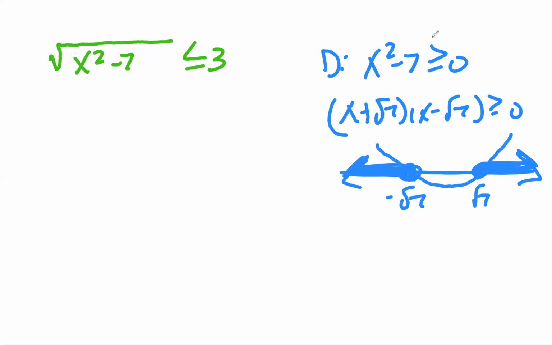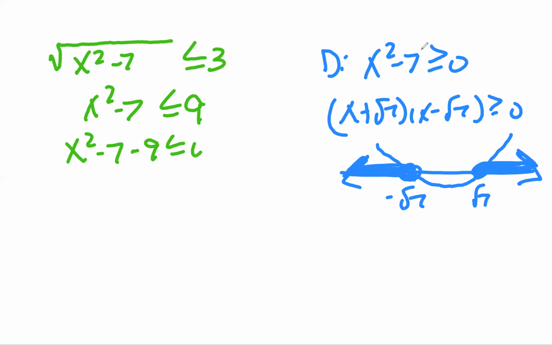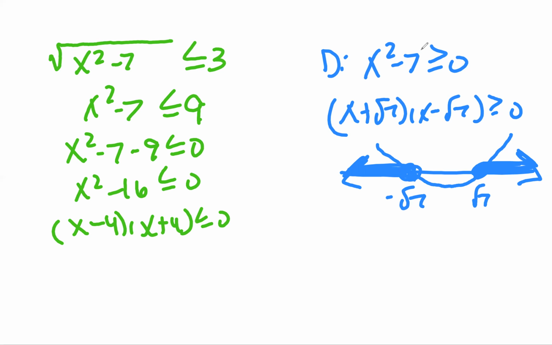So now if I continue working this problem, I square both sides. So squaring both sides gets me x squared minus 7 is less than or equal to 9. Move the 9 over, x squared minus 7 minus 9 is less than or equal to 0. So x squared minus 16 is less than or equal to 0. X minus 4, x plus 4 is less than or equal to 0.